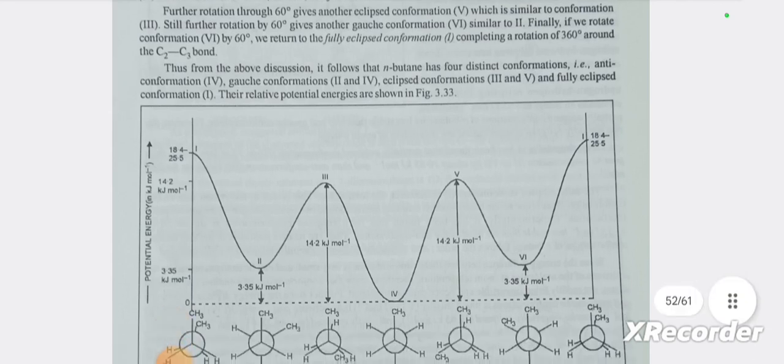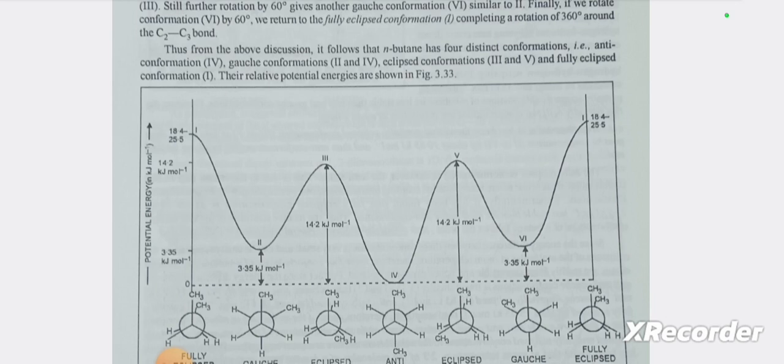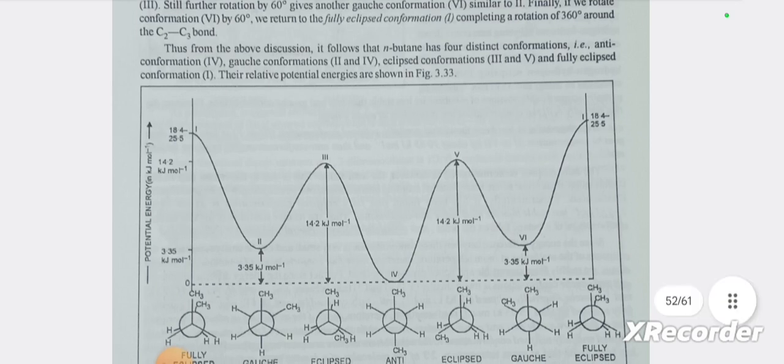Thus, from the above discussion, it follows that n-butane has 4 distinct conformations, that is anti-conformation fourth, gauche conformations second and sixth, eclipsed conformations third and fifth, and fully eclipsed conformation first. Their relative potential energies are shown.